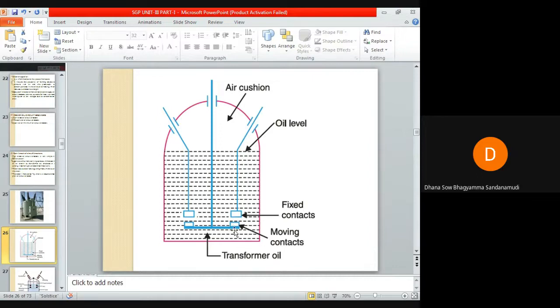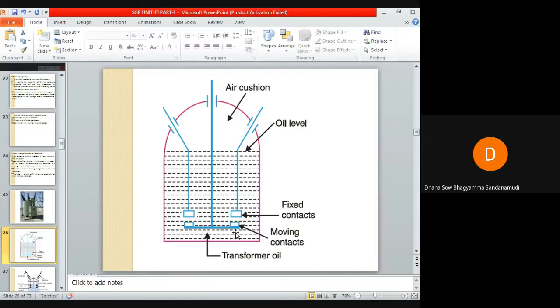So this gaseous medium will fully cover the surrounding of the arc. As soon as the gaseous medium is formed, it will fully cover the arc. The gaseous medium surrounding the arc will extinguish the arc at some natural current zero. And the gas obtained from the oil is mainly hydrogen.